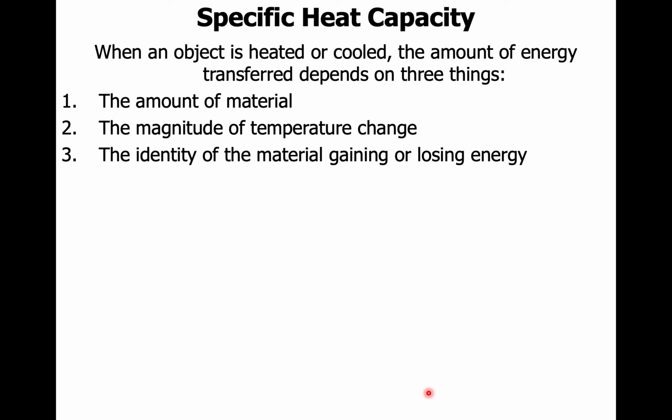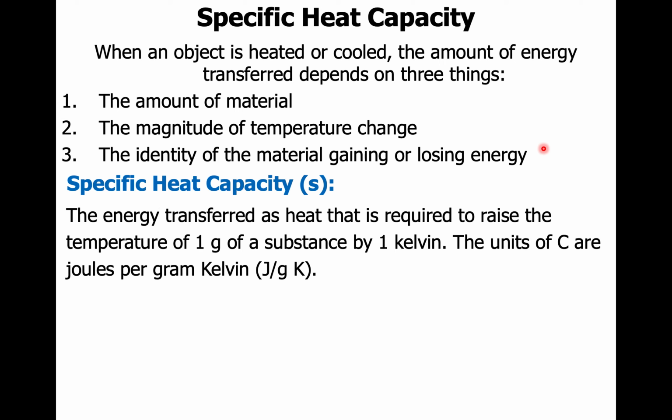We've been talking about energy in terms of enthalpy. We need to see how temperature changes are related to changes in energy. So when an object is heated or cooled, the amount of energy transferred depends on 3 things: the amount of the object, the magnitude of the temperature change, and the identity of the material that's gaining or losing energy. And we're going to introduce a term here, the specific heat capacity. That's the energy required to raise the temperature of 1 gram of a substance by 1 degree Kelvin. The units of S are joules per gram Kelvin or joules per gram degree C. Either one of those will work here.